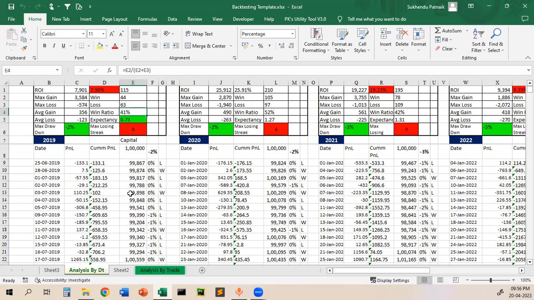And we'll also be making a slightly different template where for each strategy we'll have one sheet, and there'll be a dashboard which will capture the outcome of all the strategies. I hope this is useful.